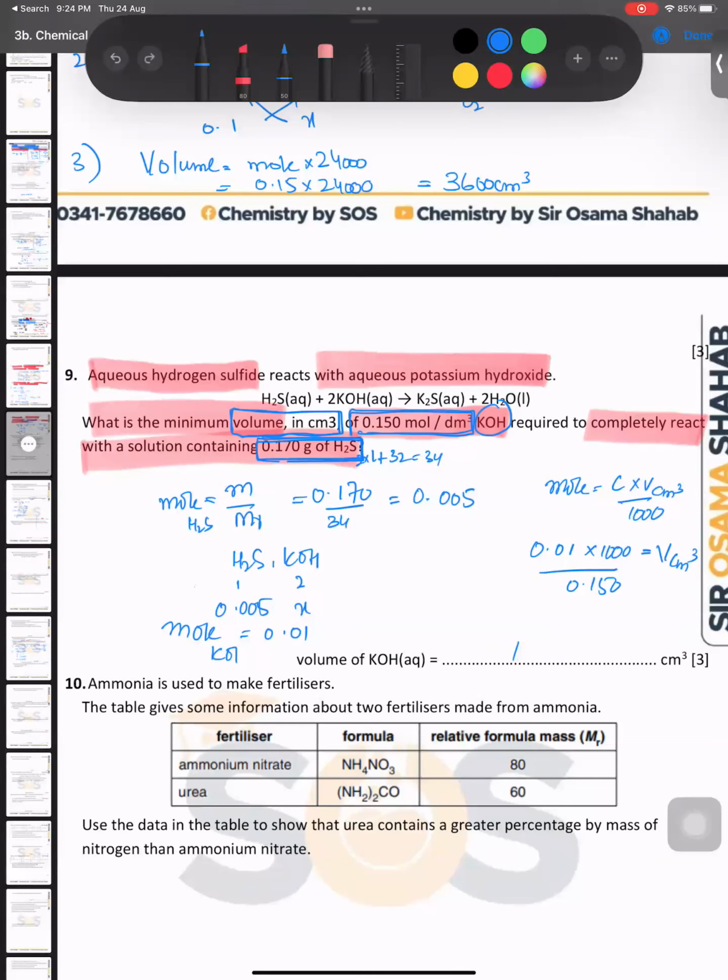सही है, तो लिख लेते हैं हमारा आंसर क्या है? 66.66 सेंटीमीटर क्यूब. इज इट राइट एवरी वन ऑफ यू? यही आया सबका? Yes, sir.